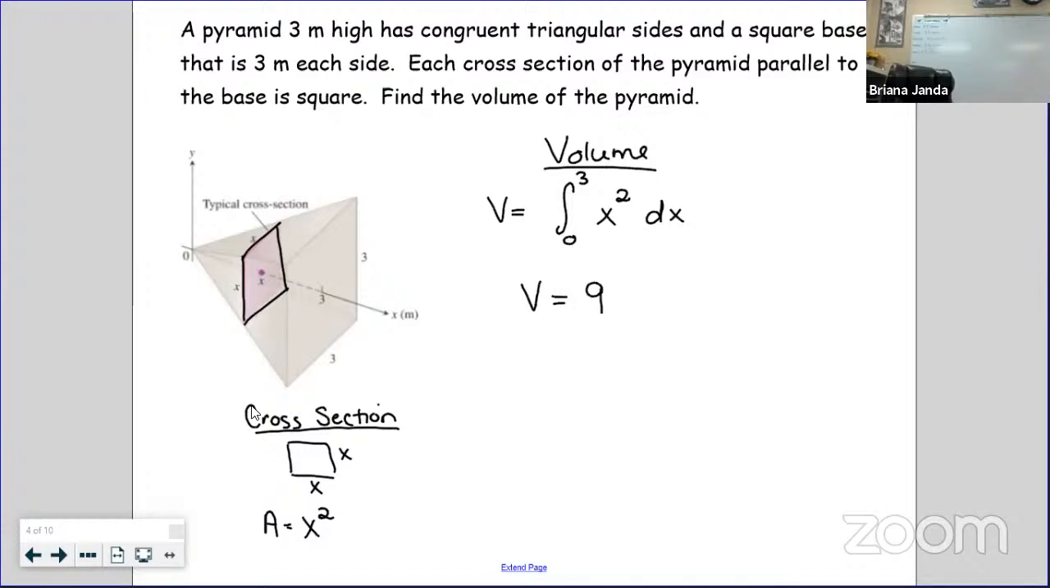Yeah, agreed. Okay. So what did we just find? We just found 9. Here's our units, meters. It's volume, so cubed, right? 9 meters cubed. Questions?